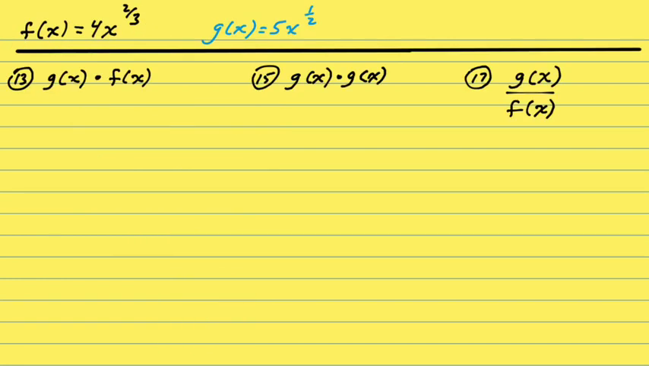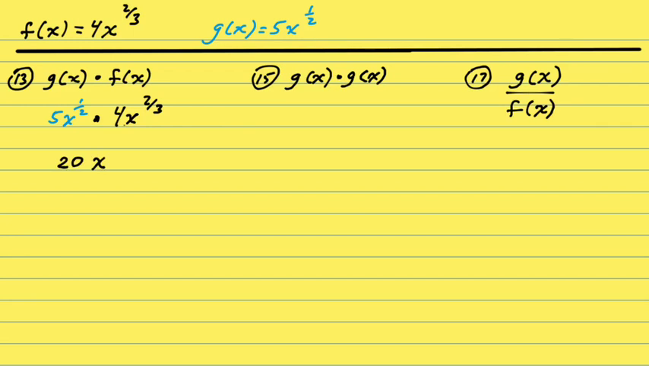Okay, after 11, let's try some other ones. They give us f, they give us g. And these are operations. These are g times f. So what is the g? 5x to the 1/2. It says to multiply it, so what's f? 4x to the 2/3. If you're multiplying, you multiply coefficients. 5 times 4 is 20.